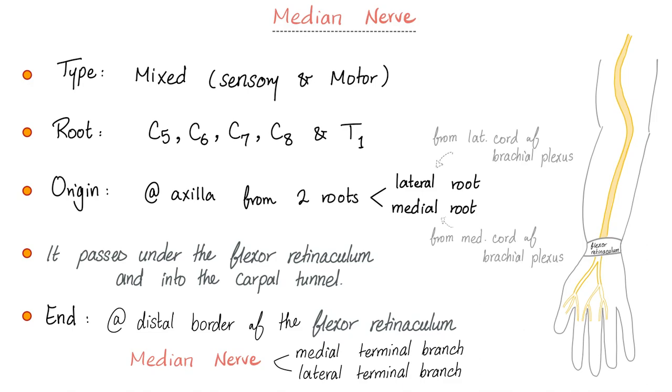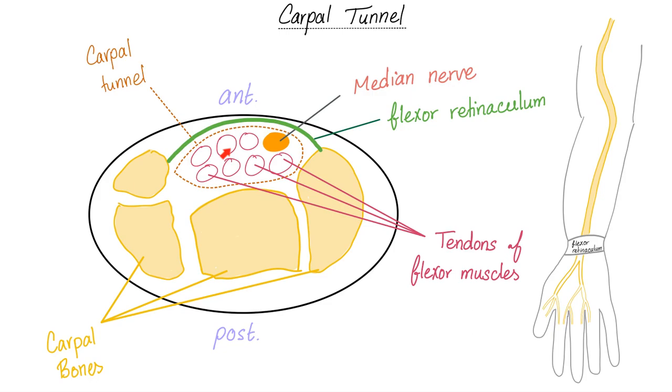This is your carpal tunnel right here, the dotted line. What are these circles? These circles are the tendons of flexor muscles. This one is your beautiful median nerve. In front of it, flexor retinaculum. Behind it, you have the carpal bones. Easy peasy, lemon squeezy, medicosis schmeezy.